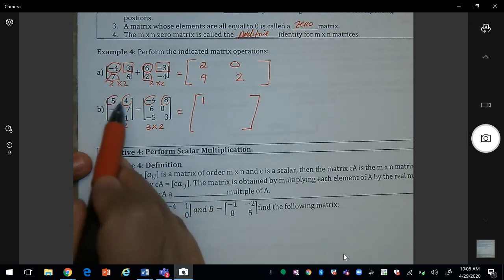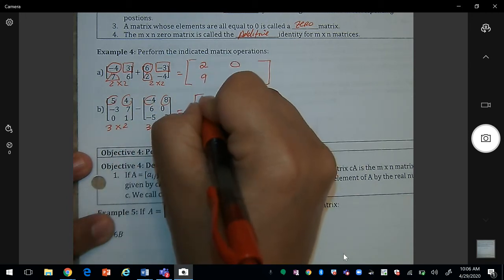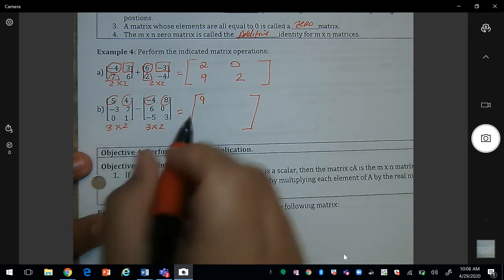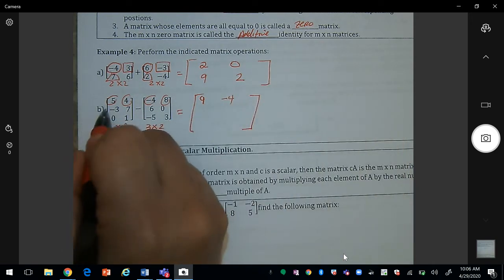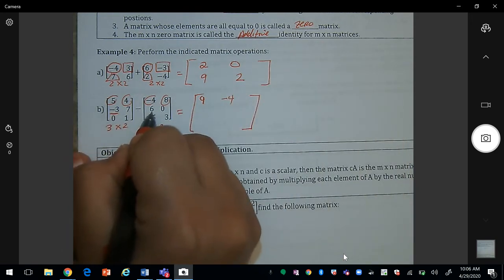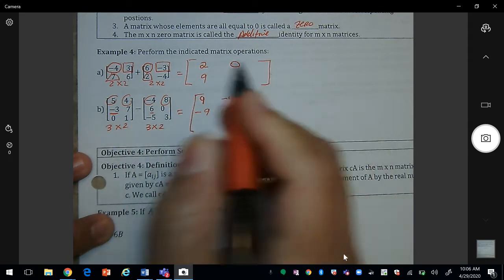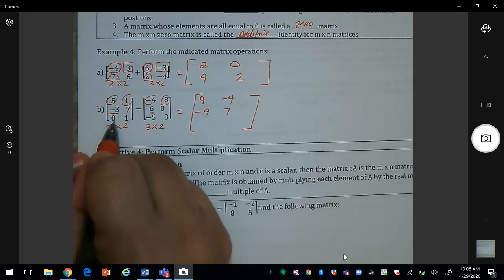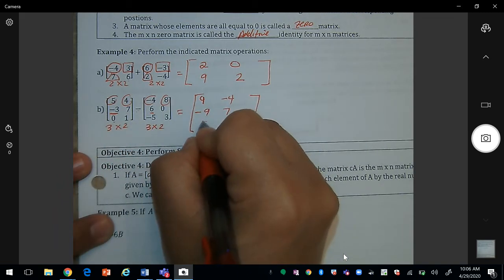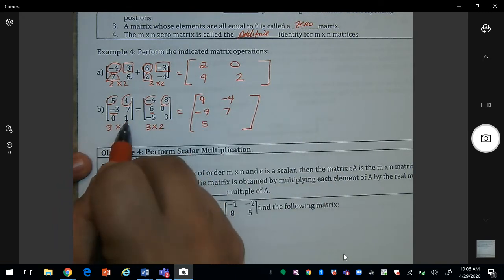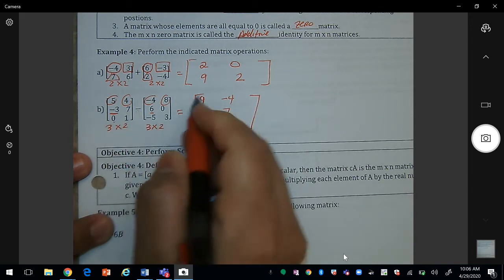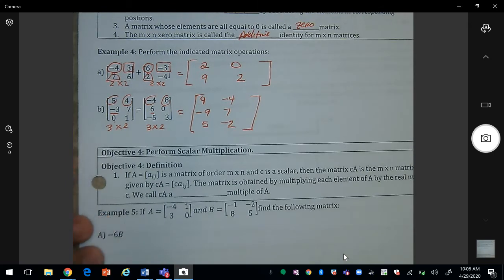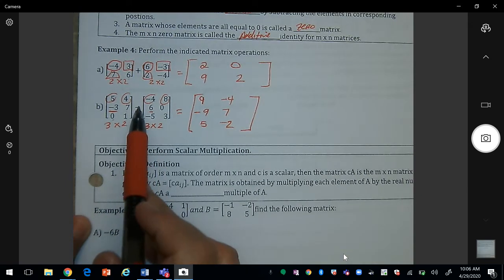So we're going to have 5 minus -4 is 9. 4 minus 8 is -4. -3 minus 6 is -9. And 7 minus 0 is 7. 0 minus -5 is +5. And 1 minus 3 is -2. Okay, so always make sure you check the operation.